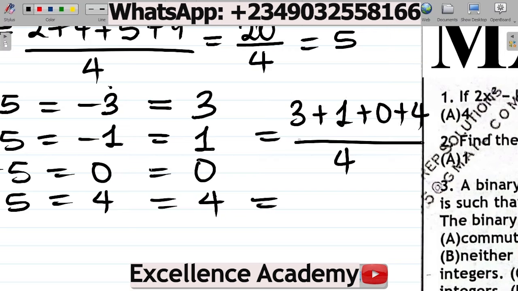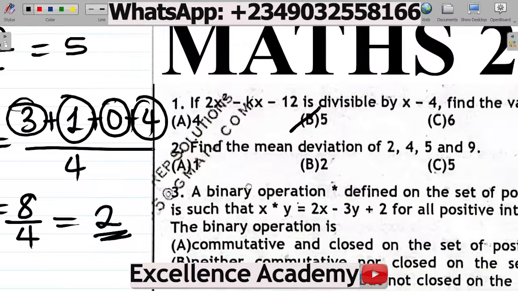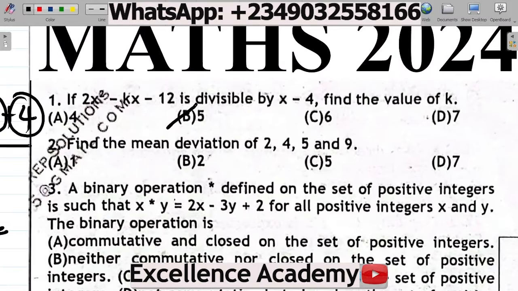And that will give you, look at the numerator, 3 plus 1 is 4. 4 plus 0 is 4. 4 plus 4 is 8. That becomes 8 over 4. 8 over 4 gives you what there? 2. So the correct answer there is 2. So look at the options there. The correct answer there is B, 2. That's how you solve this.